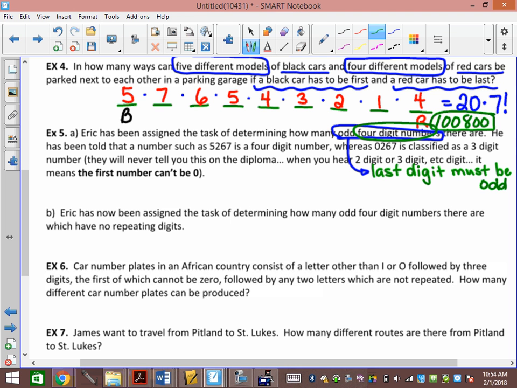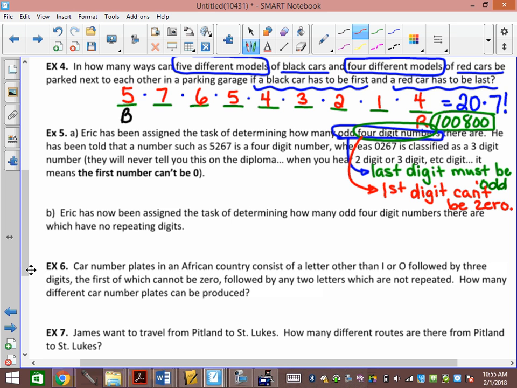Okay? So if it says 4-digit number, they're indirectly telling you the first digit can't be 0. If the first digit was 0, would it be a 4-digit number? No, it would be a 3-digit number disguised as a 4-digit number. So if they say 4-digit number, that's telling you first digit can't be 0.